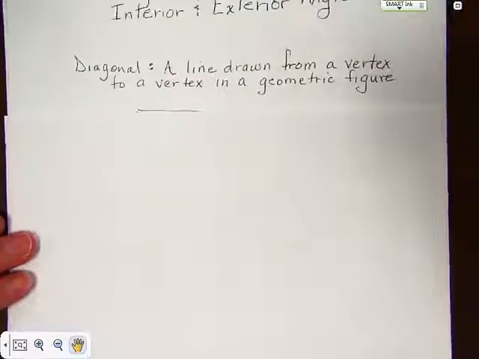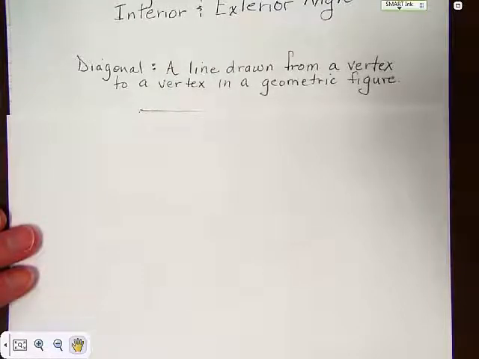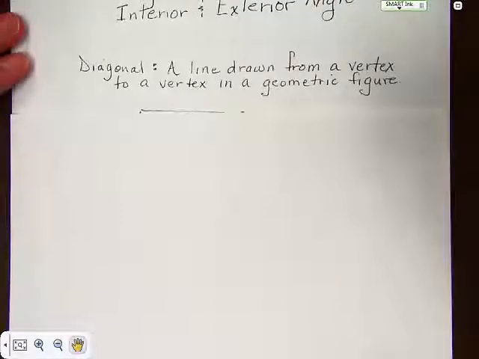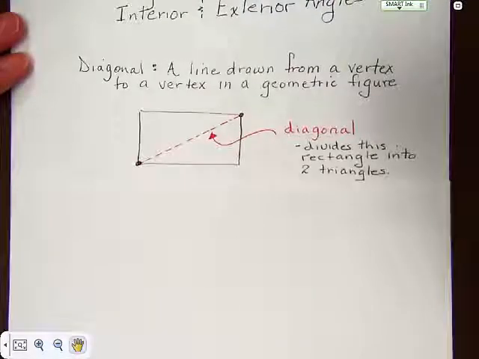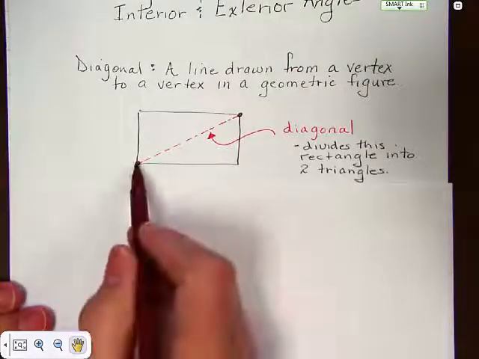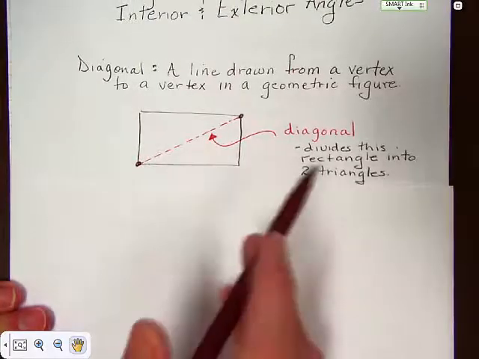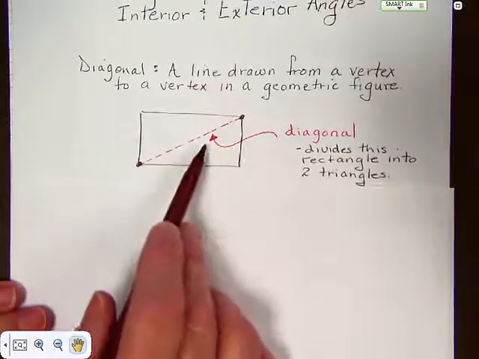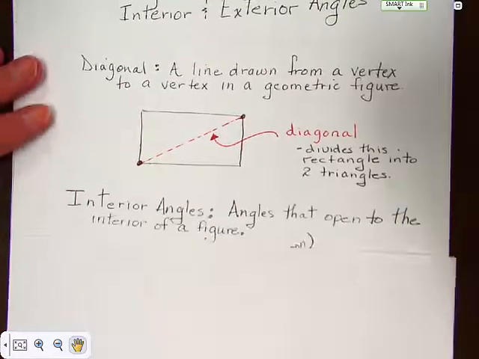As a point of vocabulary, a diagonal is a line drawn from a vertex to a vertex inside a geometric figure, and it generally forms a triangle. Here's an example. Vertex to vertex forms two triangles. Okay, that divides that rectangle into two triangles.